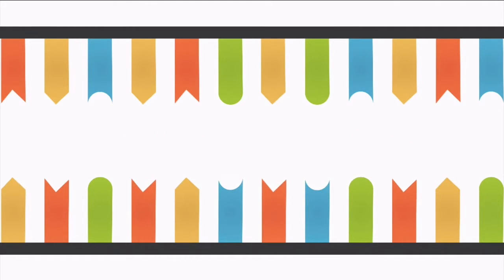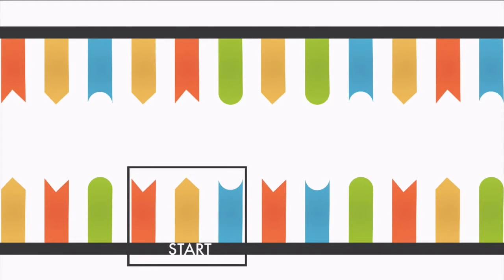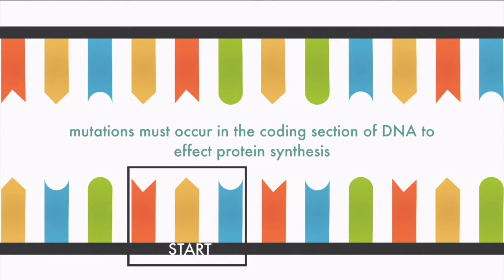Remember, during translation, a start codon must first be read to begin coding the protein. If the mutation happens before or after the protein coding sequence, there will be no effect on the protein. Mutations must occur in the coding section of DNA to affect protein synthesis. Otherwise, nothing happens.